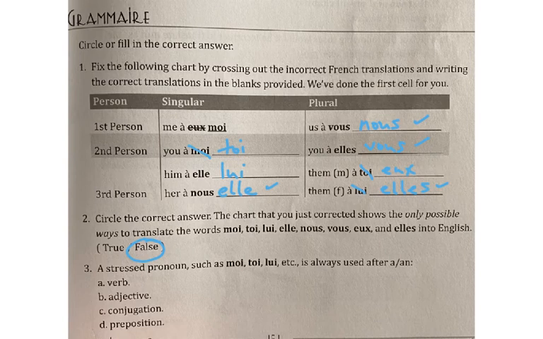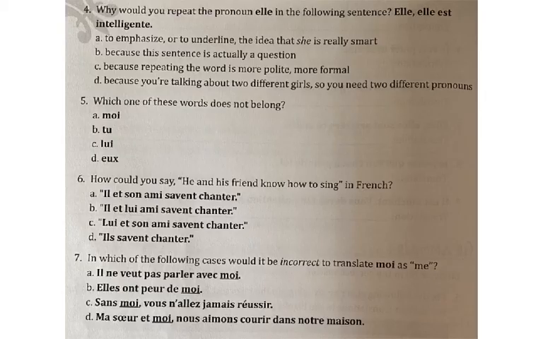Numéro 3. A stressed pronoun such as moi, toi, lui, etc. is always used after a verb, adjective, conjugation, that's just a strange answer, or preposition. What did we just talk about? I've been picking out prepositions, right? And telling you, oh, look at that stressed pronoun after that preposition, object of the preposition.